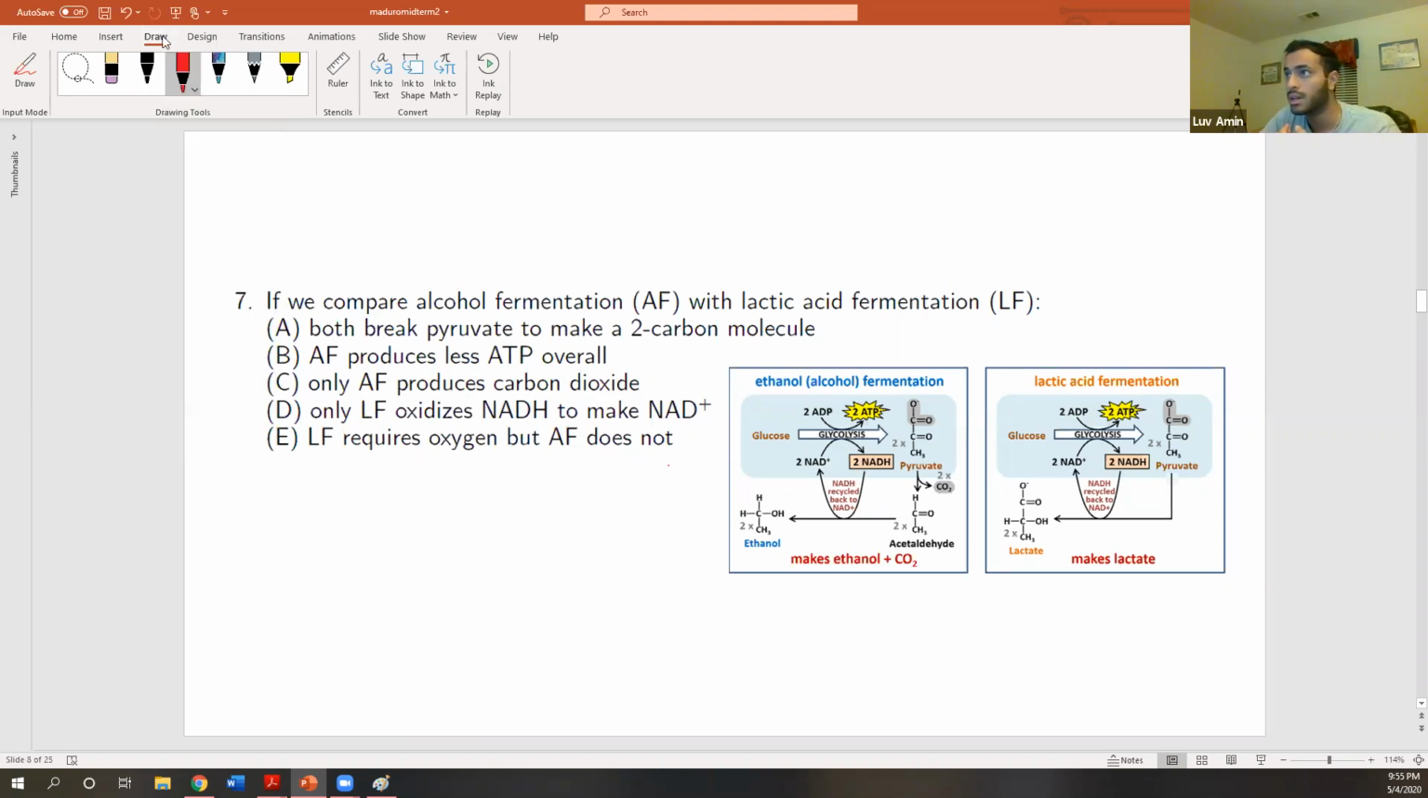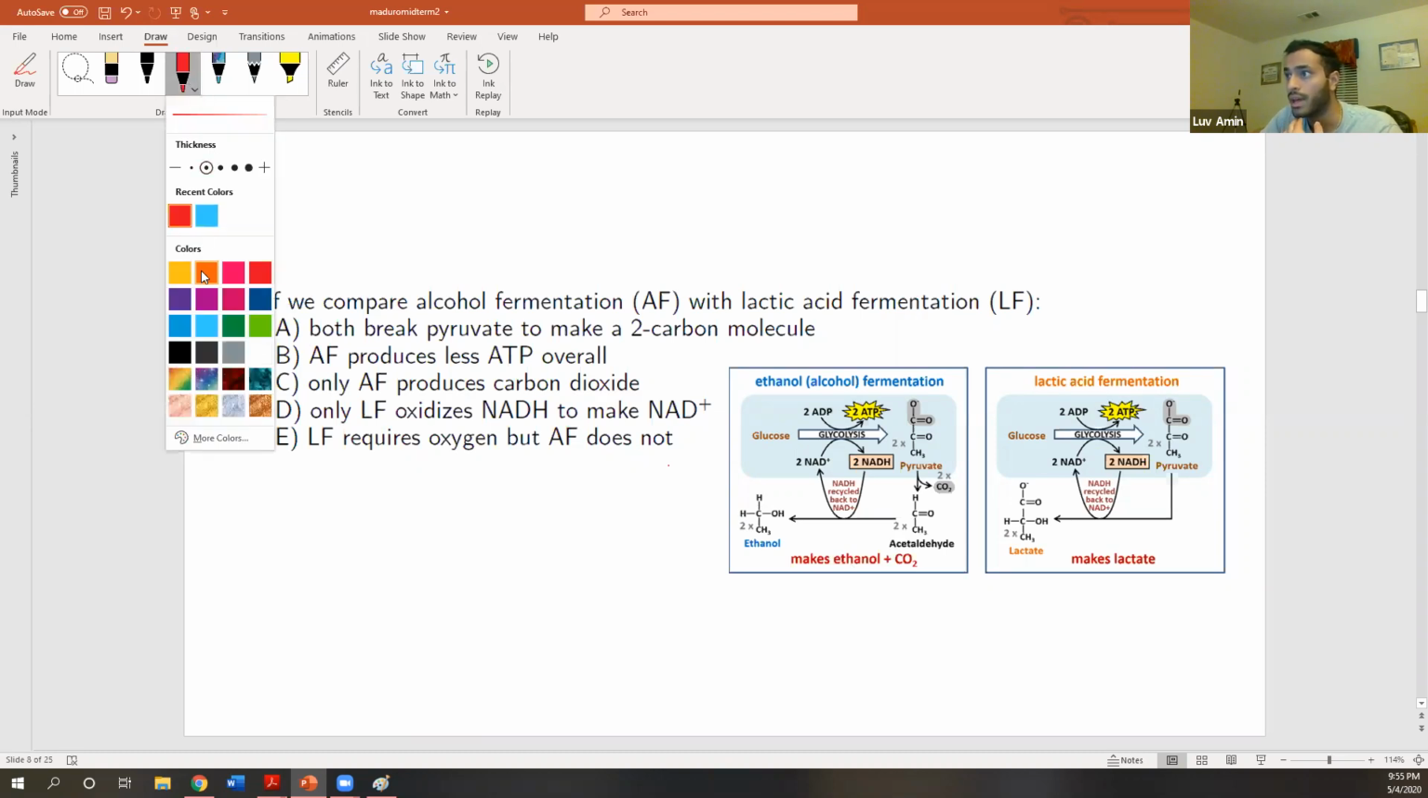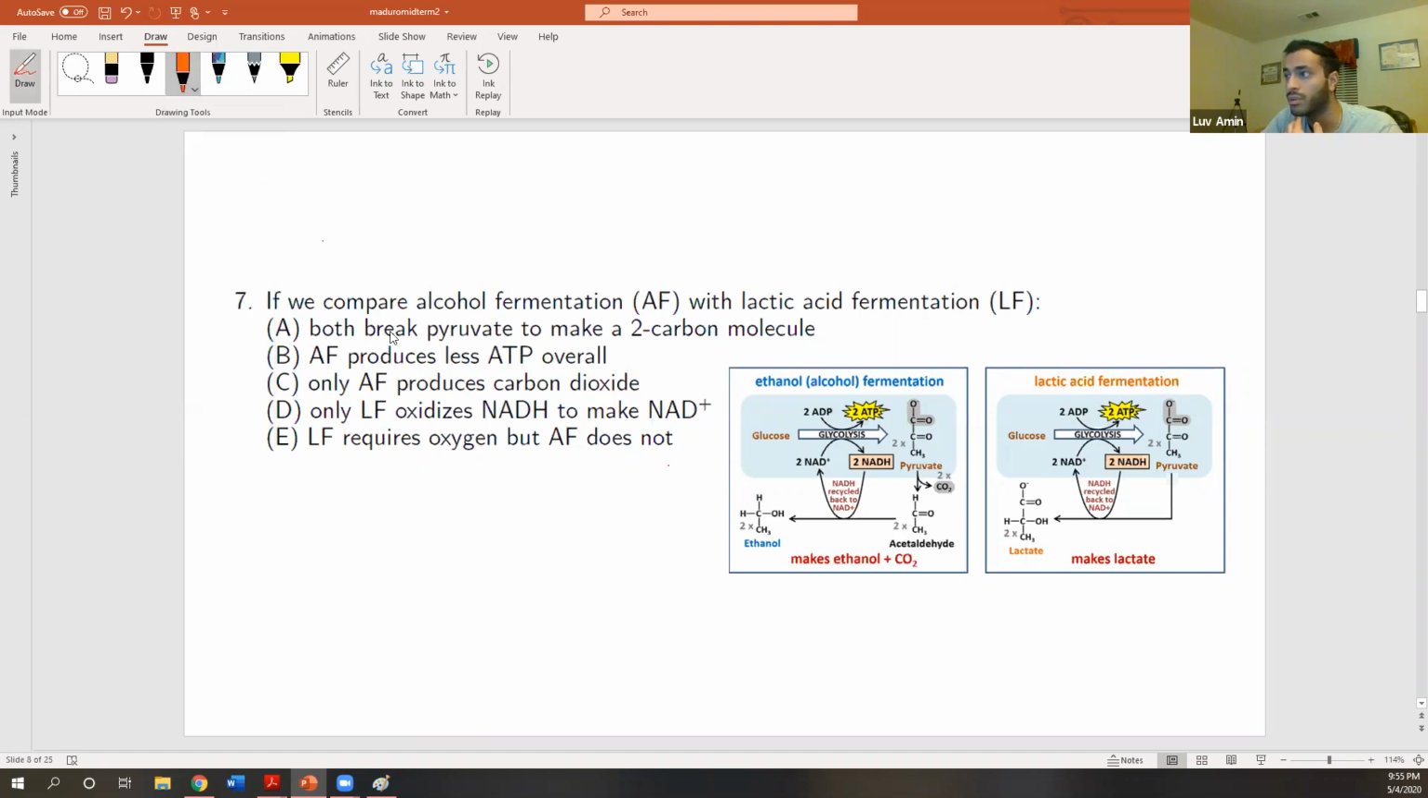So it says, if we compare both, A is saying both break pyruvate to make a 2-carbon molecule. Well, we know lactic acid actually has 3 carbons, right? So that's not right. That's only alcohol fermentation. B is saying alcohol fermentation produces less ATP. Nowhere in this case do we see any ATP production. In fact, we're recycling the NAD plus carriers. So basically ATP is not a question in this case, all right?